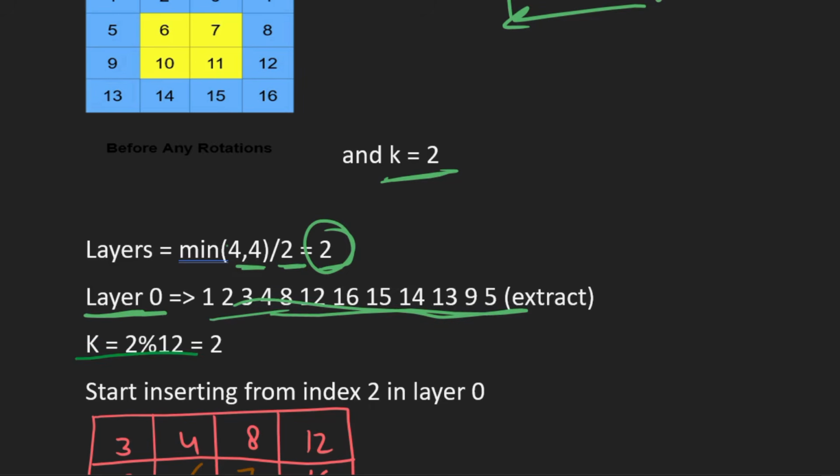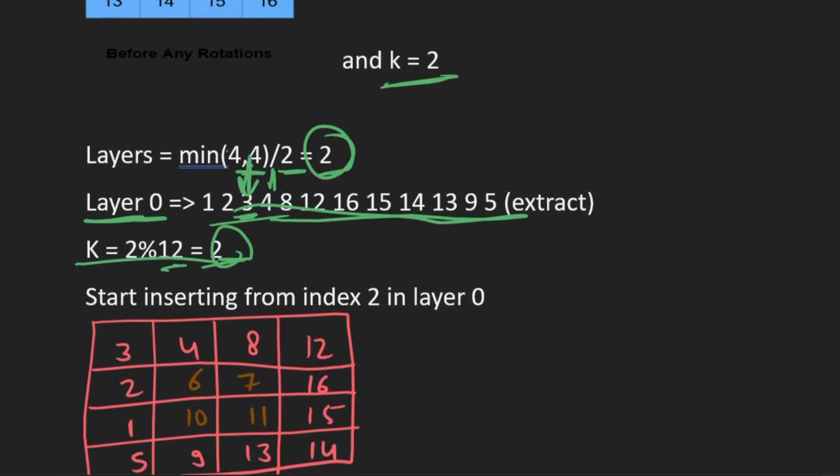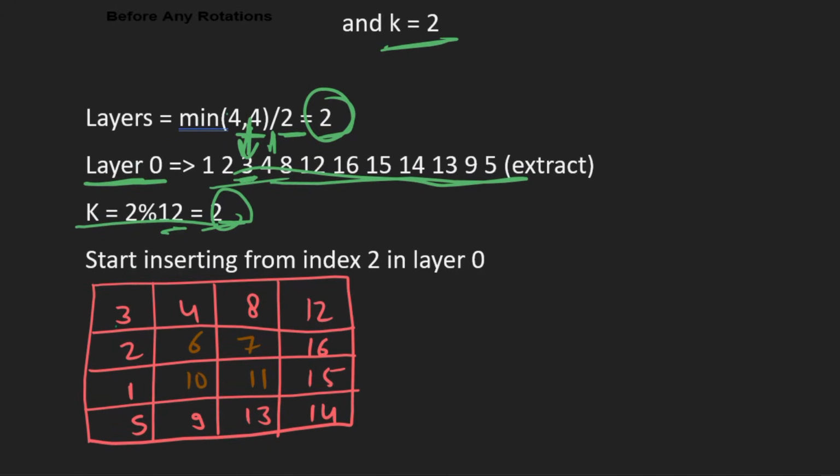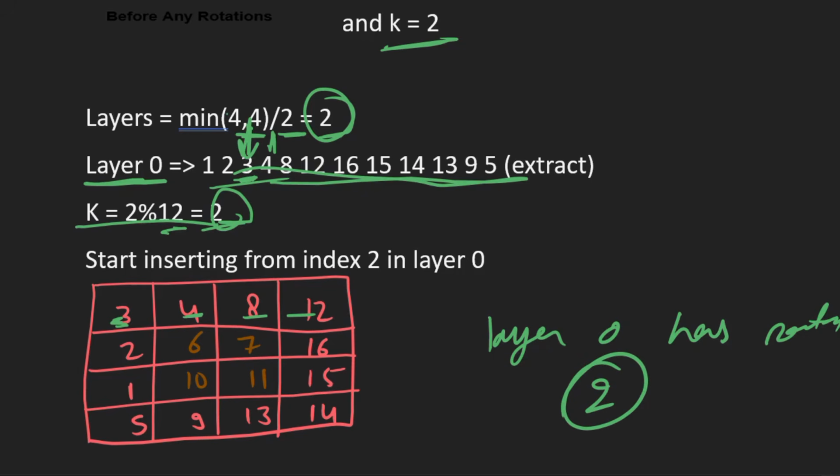Now we reduce our k, which is 2 modulo the size of layer 0. The size of layer 0 is 12, so k is still 2. Then we start inserting from index number 2, which is the element 3, right? So we start inserting the elements from that index in layer number 0. First we insert 3, then 4, 8, 12. In this order we insert all the elements. Now our layer 0 has rotated in the counterclockwise direction by 2 values. Earlier 3 used to be here, and now it has rotated 2 times.